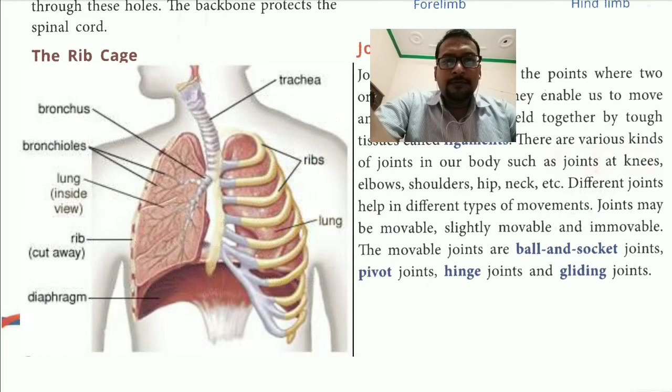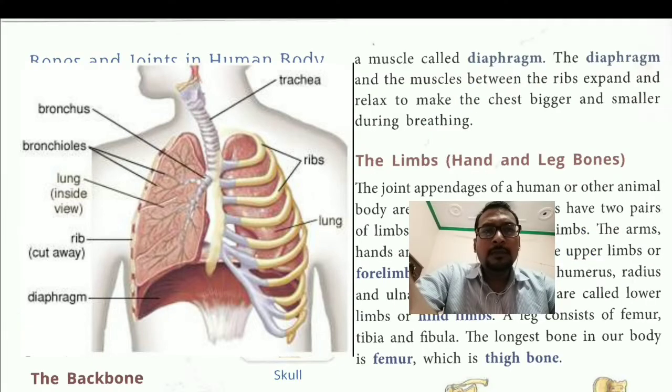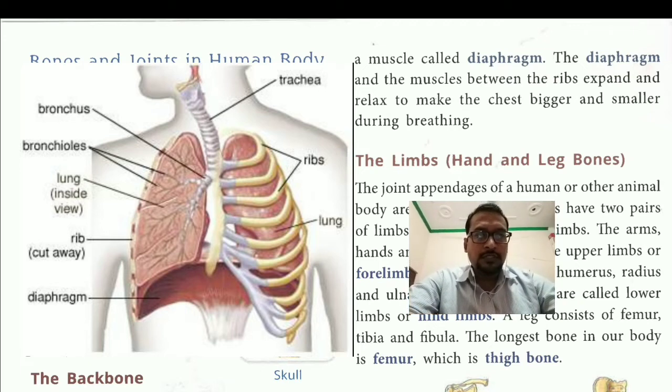It is separated from the stomach by a muscle called the diaphragm. The diaphragm and the muscles between the ribs expand and relax to make the chest bigger and smaller during breathing. So this you will study more in the chapter on respiration.